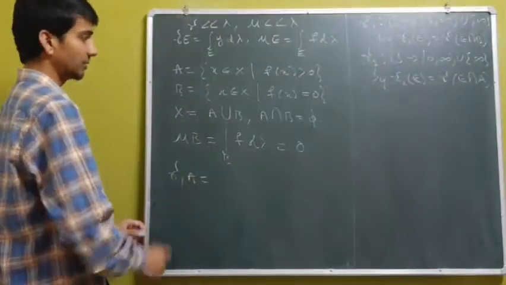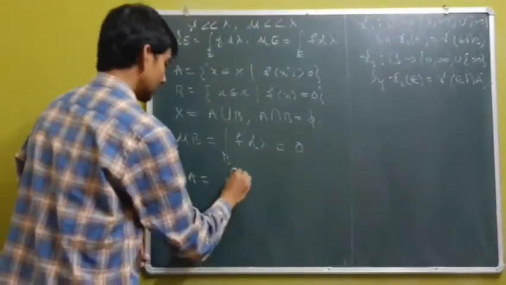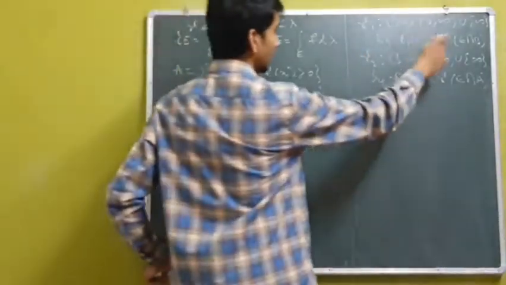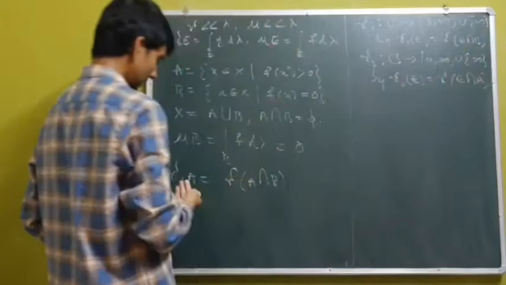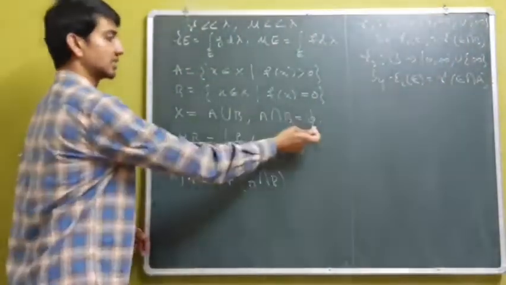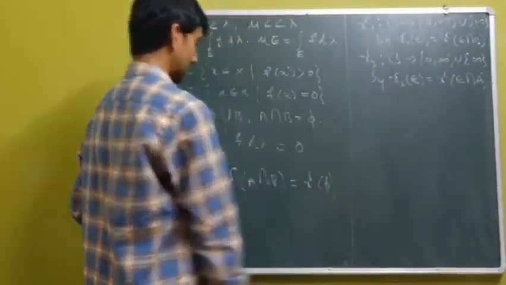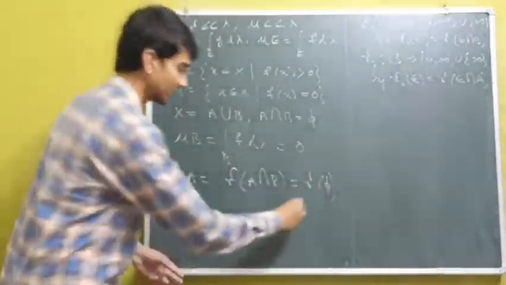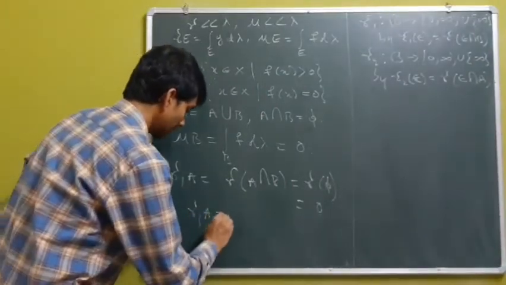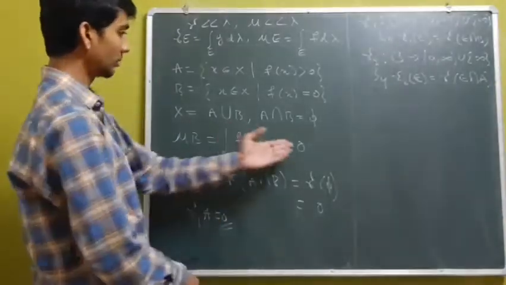So now gamma 1 of A, with my definition, gamma 1 of E is defined as gamma of E intersection B. So if I take A in place of E, I have A intersection B, and A intersection B is empty. So this is gamma of the empty set. And since the measure of the empty set is 0, I have gamma 1 of A to be 0.